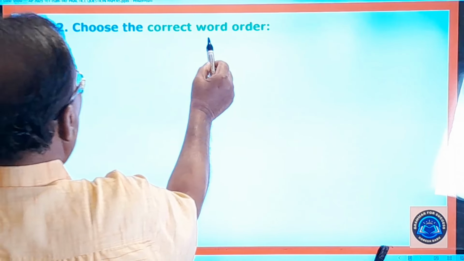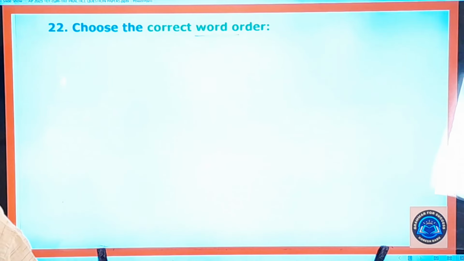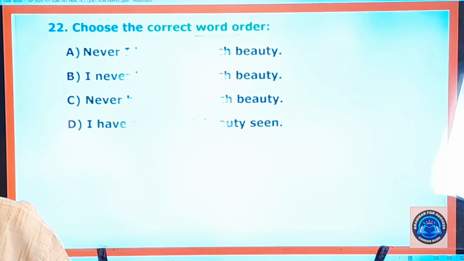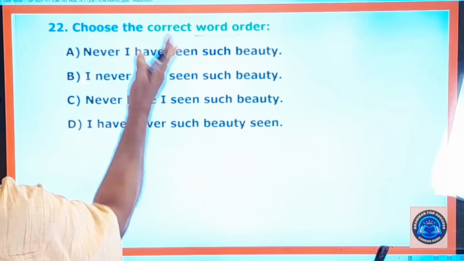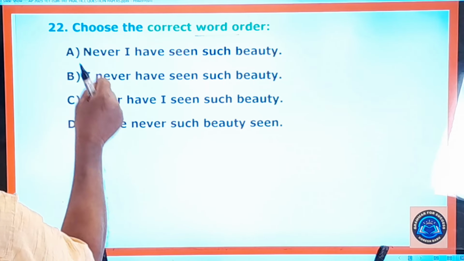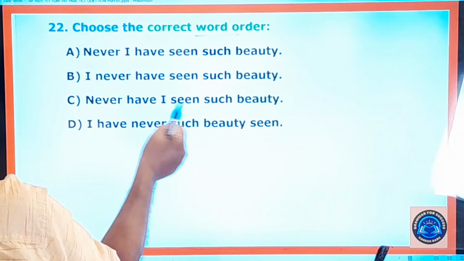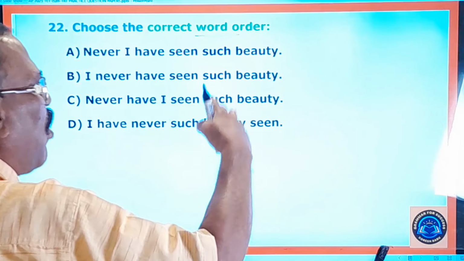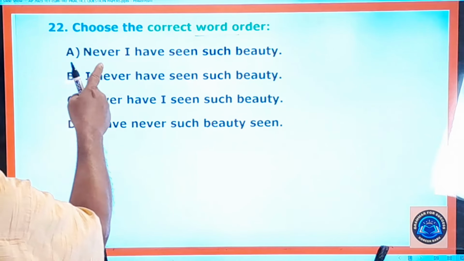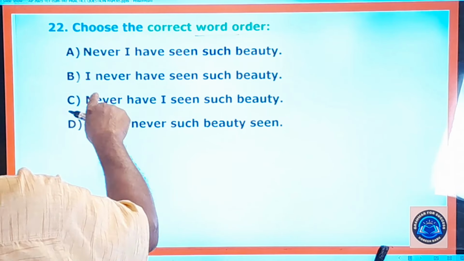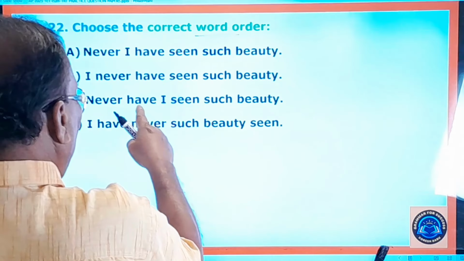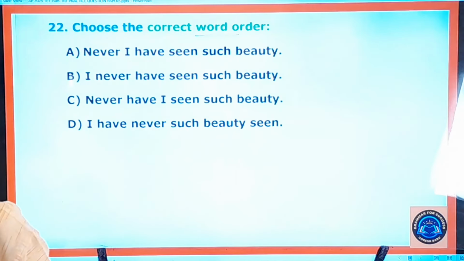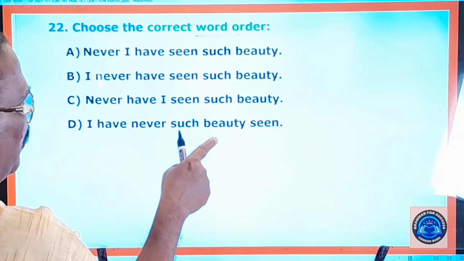22nd question, choose the correct word order. Correct word order. That means some 4 options are given here. You have to choose that sentence in which the words are placed in the grammatically correct order. Never I have seen such beauty. I have never seen such beauty. Never have I seen such beauty. I have never such beauty seen.